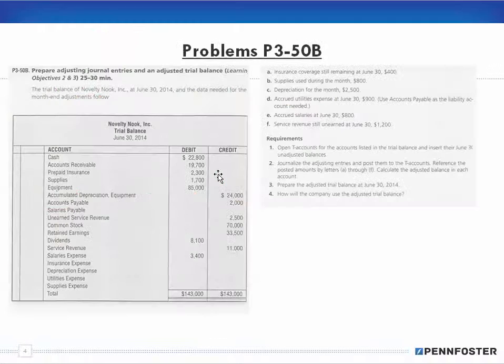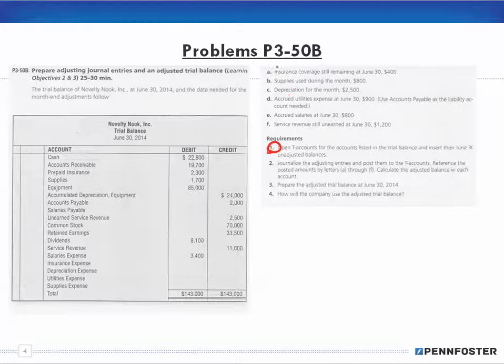Okay, so that was the setup of opening the T accounts from the trial balance and inserting the unadjusted balances for June 30th. So now number 2 is we're going to journalize the adjusting entries and post them to the T accounts, reference them by A through F, and then calculate the adjusted balance of each account. Well, I'm not going to reference them by A through F. You can see that when you're looking at the solution in the solution manual.